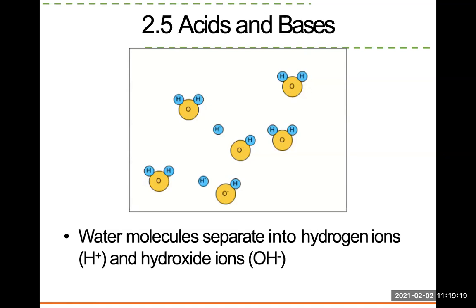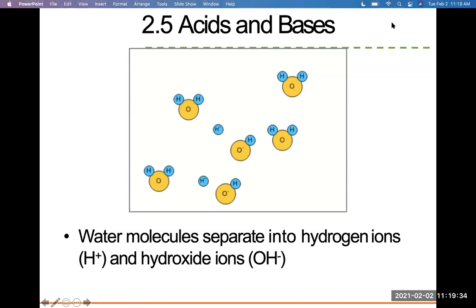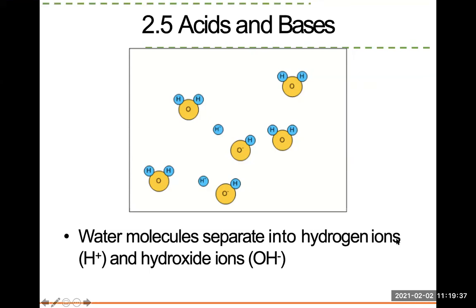Okay, so this is a water molecule. This is how it looks: 2 hydrogens and 1 oxygen, H2O. Sometimes these hydrogens come off. So you can see these hydrogens came off here. Those are known as hydrogen ions. And that leaves behind this OH, that's hydroxide ions. So water molecules separate into hydrogen ions and hydroxide ions sometimes.